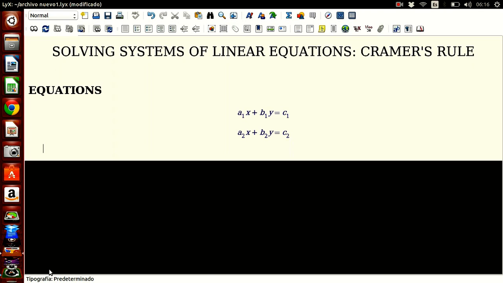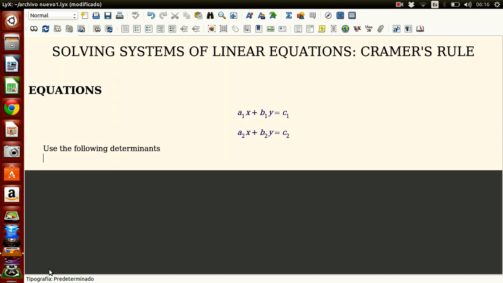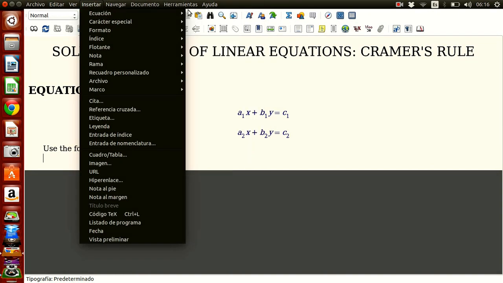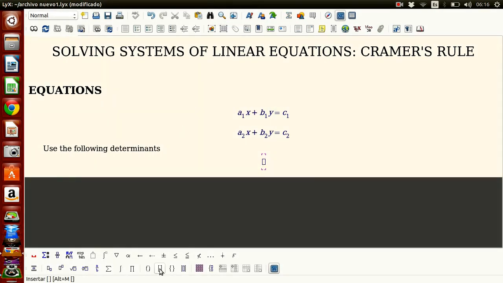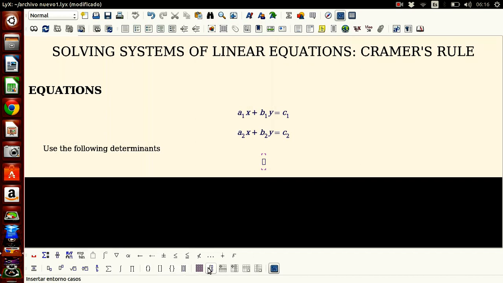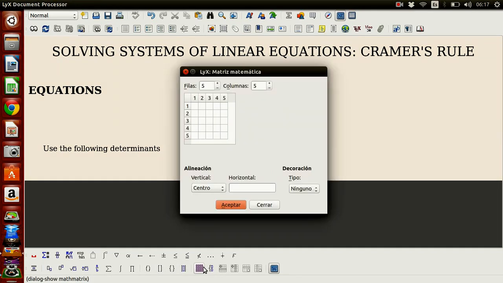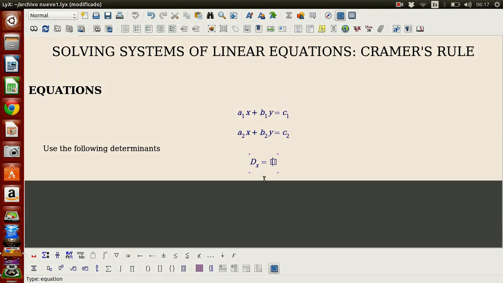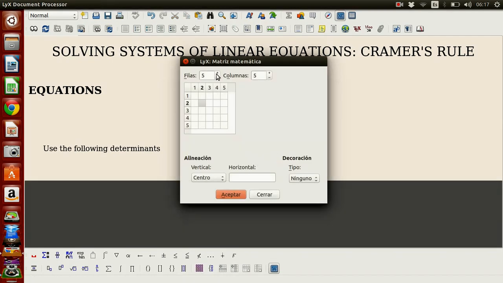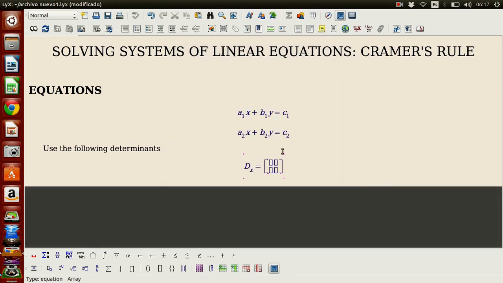So you just have to define the following determinants. Which determinants do we have to use? So first, we can use Dx. Okay, Dx. And what is Dx?